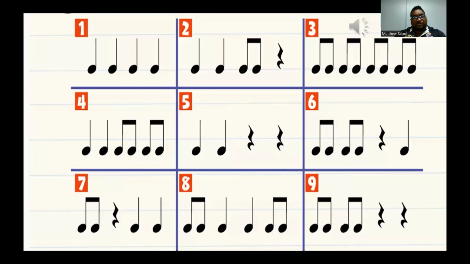Good. How about 4 to 6? Going to try 4 to 6? Let's try that one. 1, 2, 3. Here we go.